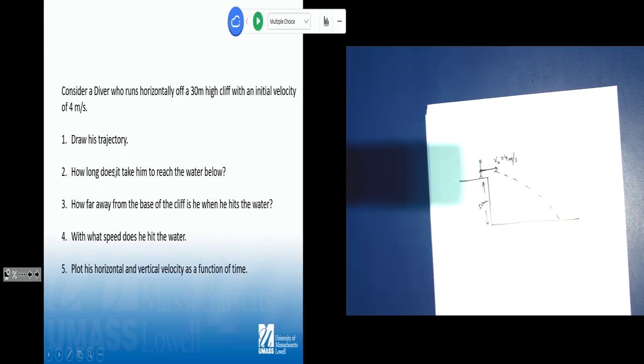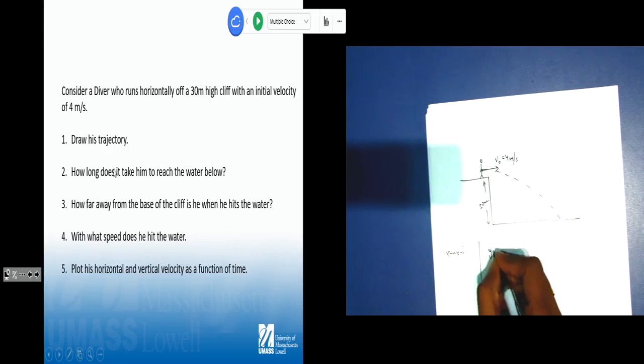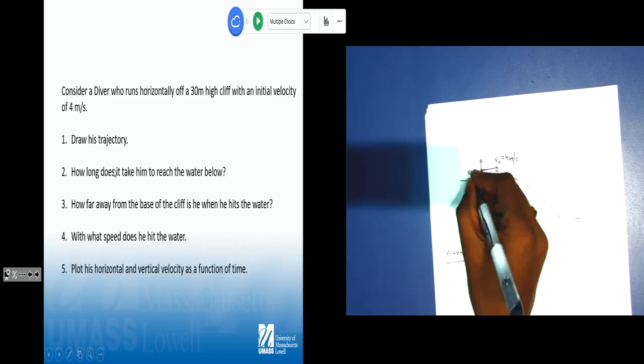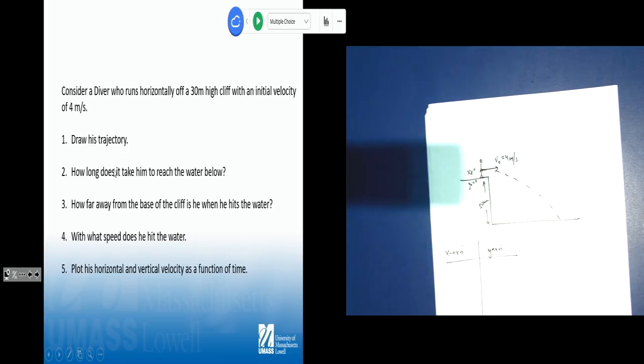Before I get to the initial planning, what should I really do? This is a two-dimensional problem. Make a table, break stuff into components, if I can. So, I make an x-axis and a y-axis, right? I'm going to start measuring from here. So this is my x0 equals 0, and this is my y0 equals 0.